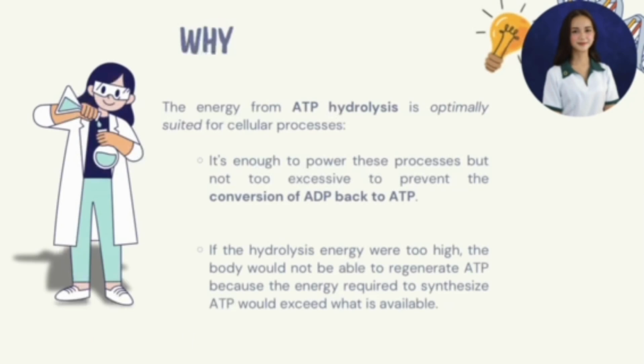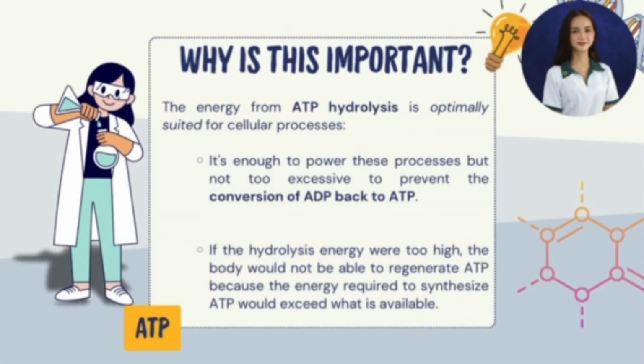So why is this important? The energy from ATP hydrolysis is optimally suited for cellular processes. It's enough to power these processes, but not so excessive as to prevent the conversion of ADP back to ATP. If the hydrolysis energy were too high, the body would not be able to regenerate ATP because the energy required to synthesize ATP would exceed what is available.